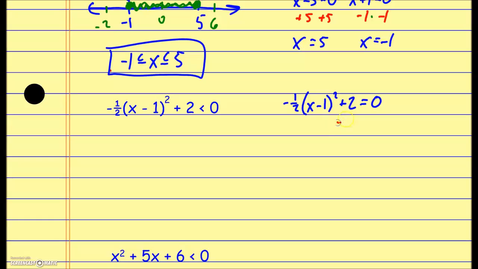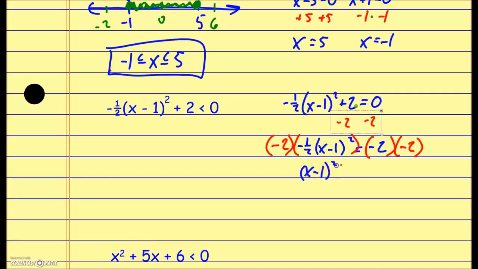So here I'm going to solve using my square root property, so I'm going to subtract the 2 from each side. That's going to give me a -1/2 times the x minus 1 squared equals a -2. To undo that -1/2, I'm going to multiply each side by -2. When I do that, it's going to cancel out the -1/2. That's going to give me an x minus 1 squared equals a +4. Now I'm going to take the square root of each side. And when I do that, I'm going to be left with x minus 1 equals, over here, because I took the square root of each side, it's got to be plus or minus 2.